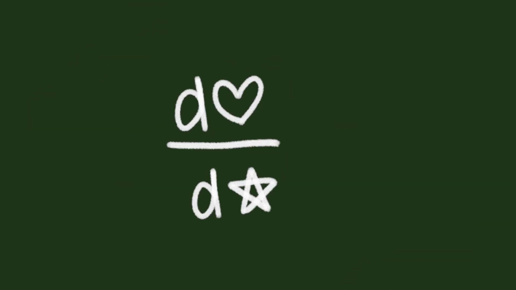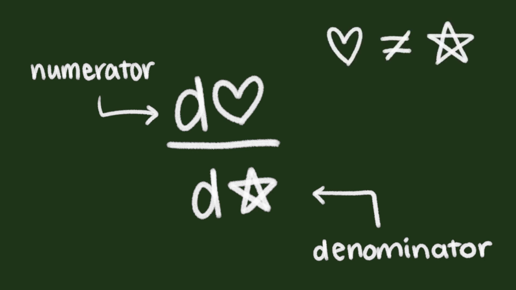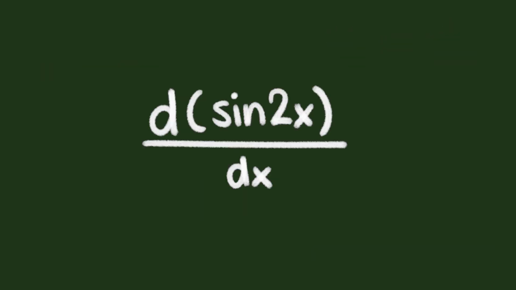The next thing you'll need to understand is the chain rule. The chain rule is used when the variable of the numerator and denominator of the derivative don't agree. For example, say you have d sine of 2x over dx. You can only solve this derivative if the variable is the same. Here, the top is 2x, while the bottom is x. In this situation, the chain rule comes in handy.